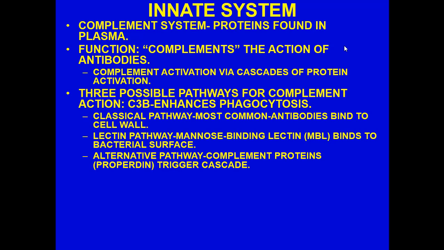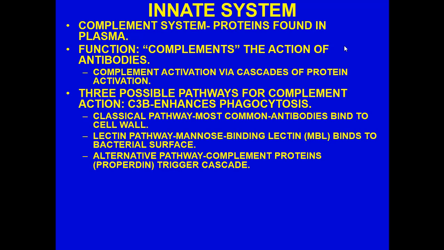Now, as I said, there was a bunch of different types of complement proteins. So you have several different ways to activate these proteins. And what C3b does is it enhances phagocytosis. So let's go through each one of them. There's a classic pathway, a lectin pathway, and an alternative pathway. The classic pathway, the most common, you have antibodies that bind to a cell wall or something.